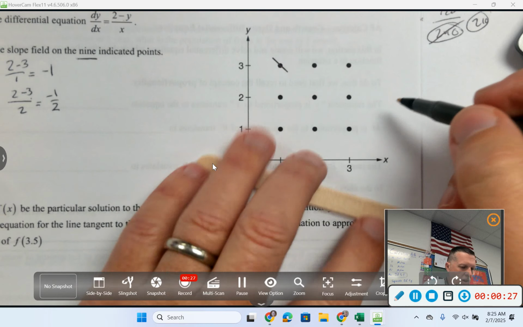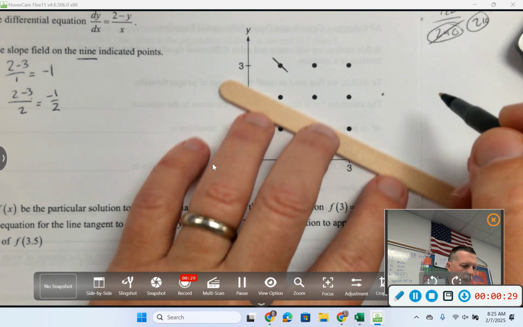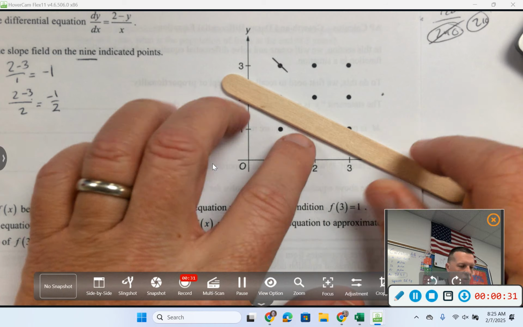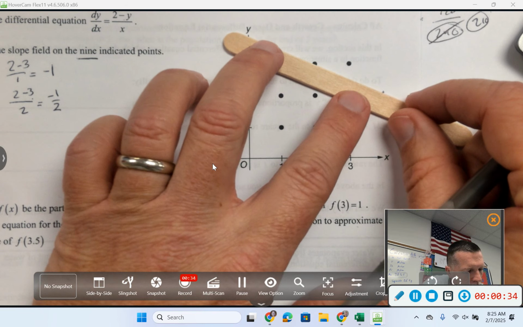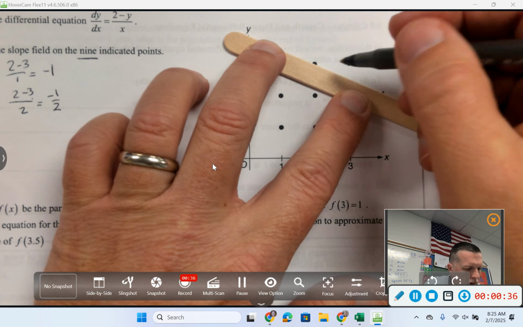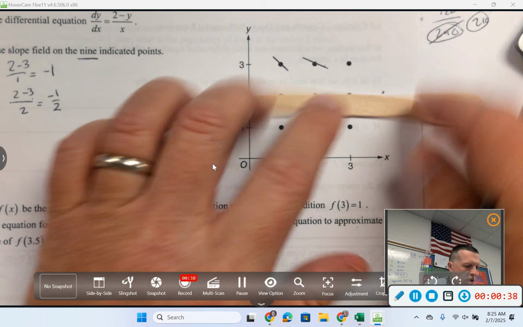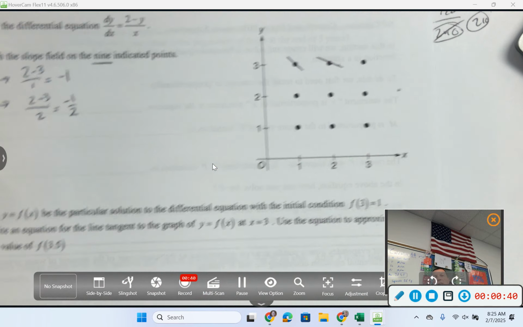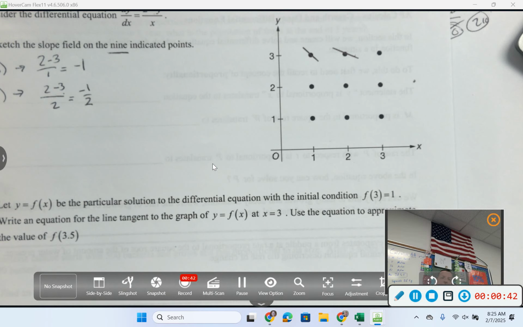So there's a point over here that I'm sort of aiming at to go down 1 over 2. So there's my slope of negative 1/2, and there's my slope piece. Okay, you put all the pieces together, you get a slope field.